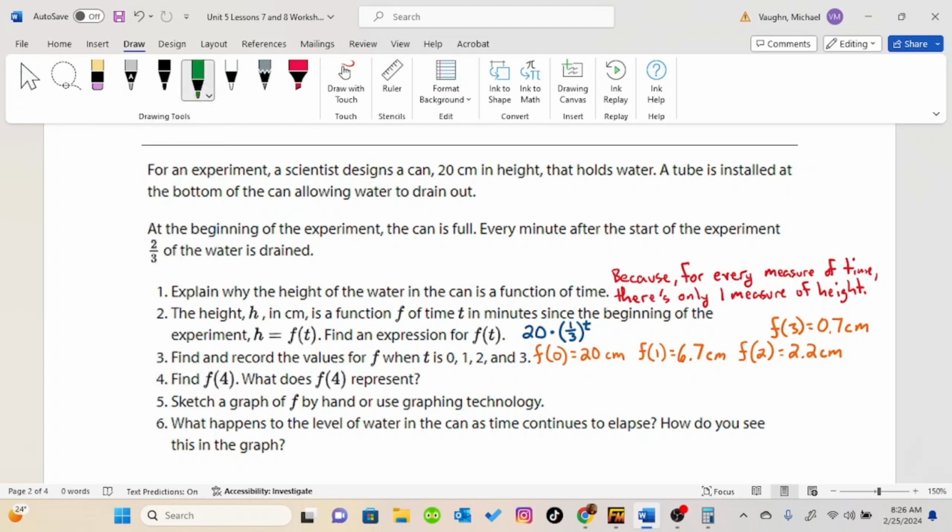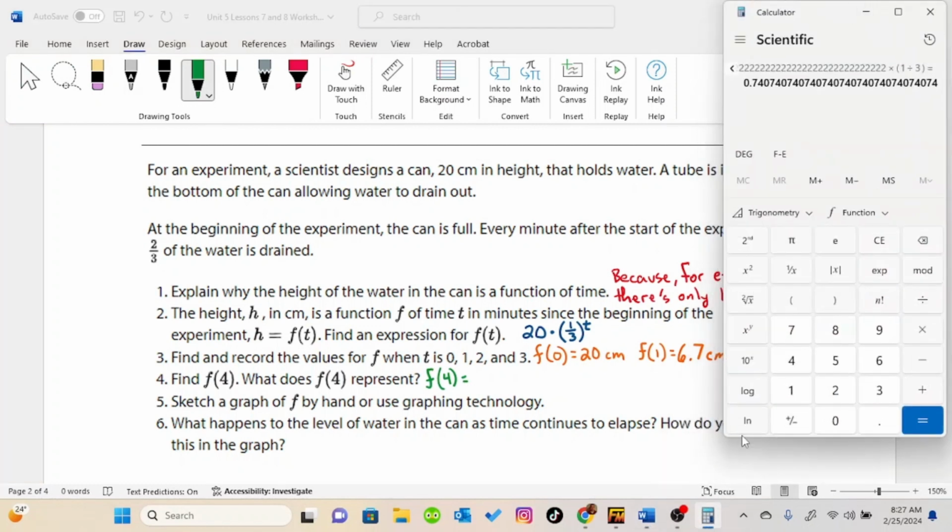Number 4. Find f of 4. What does f of 4 represent? Well, we already know f of 3. To find f of 4, we would simply need to multiply by 1/3 again. So f of 4, we take this amount and we multiply it by 1/3 again. And our answer is approximately 0.2.